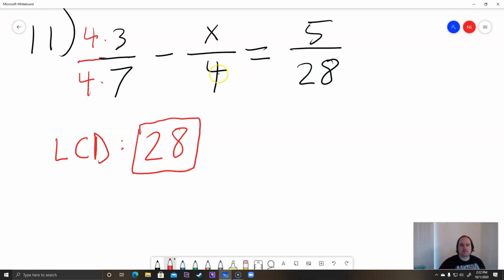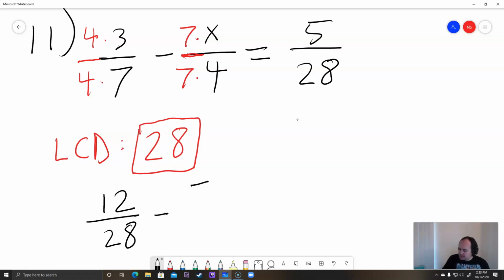Now in the second fraction, we're missing a 7, because 4 times 7 is 28. So we're going to multiply the second fraction by 7 on the top and the bottom. Okay? And then on the right side, we already have 28, so we don't need to multiply by anything. Okay, so after we do all that, on the left side, 4 times 3 is 12 over 28. So we have 12 over 28 minus 7x over 28 equals 5 over 28.